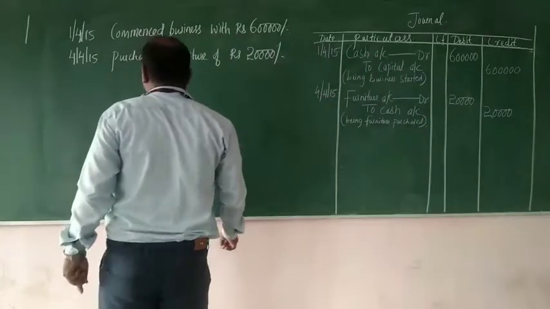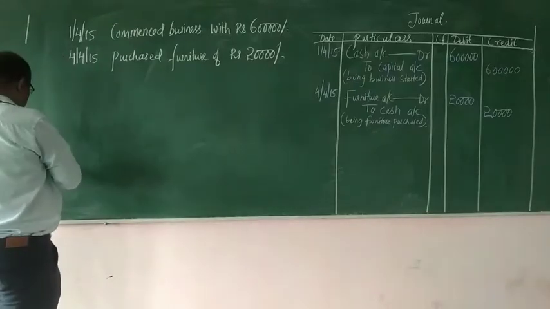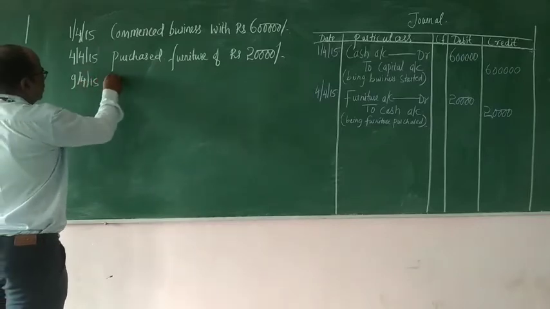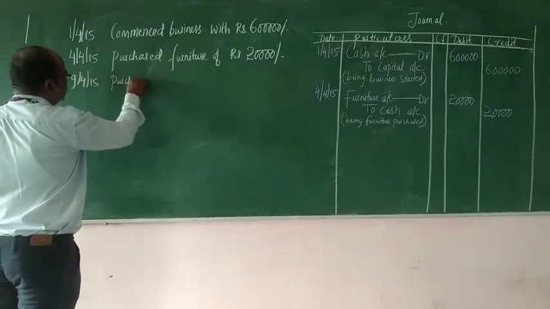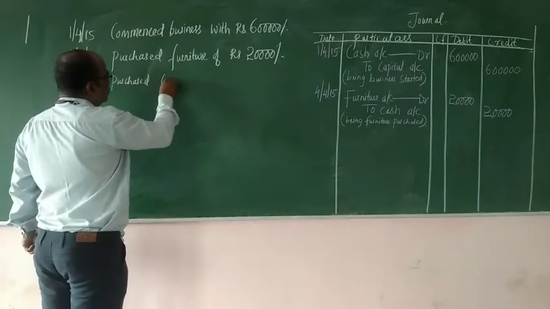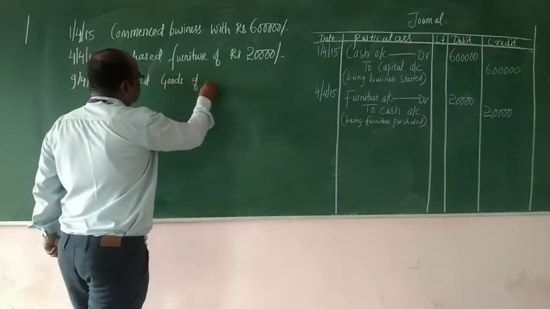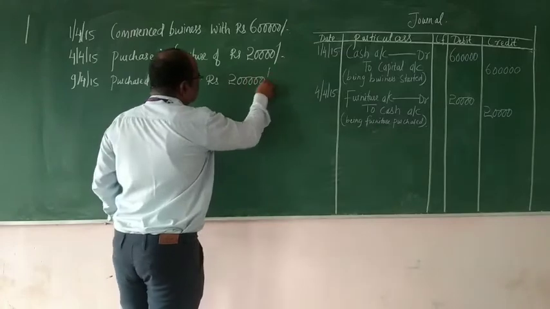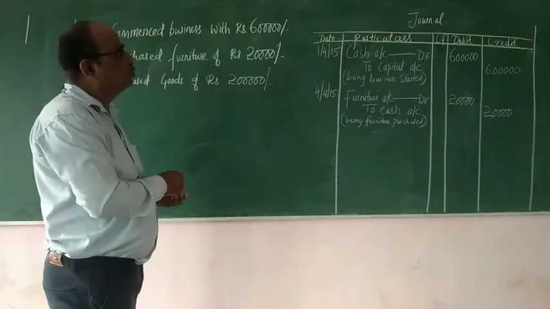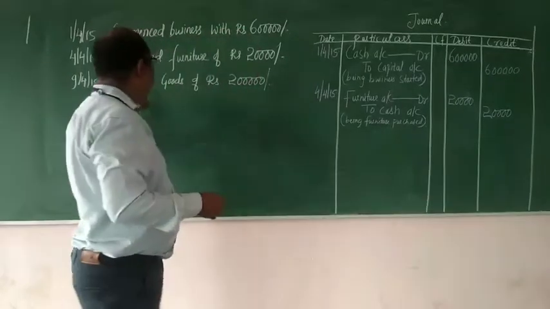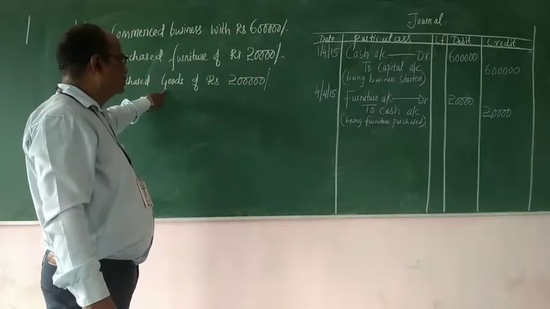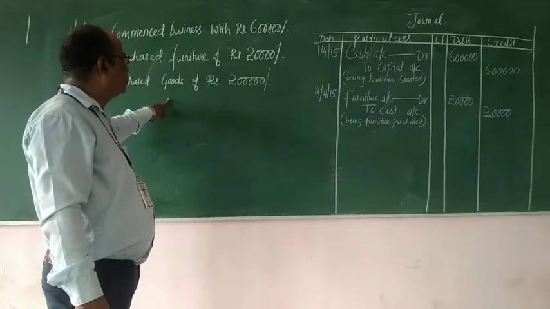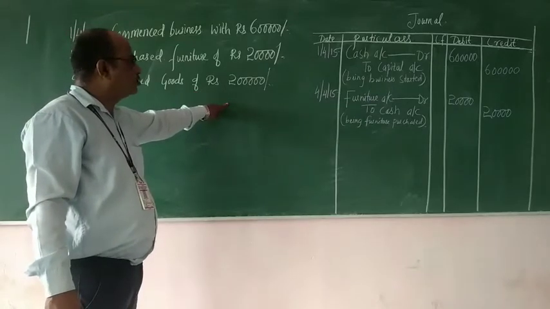Next, we will take one more transaction. That is on 9/4/2015. Purchased goods of rupees 2 lakh. So here, once again we will apply the rules. Here goods are purchased and the other is cash. If you purchase, goods will come in, so goods will be debited or purchase account will be debited, and cash goes out, so cash account will be credited.